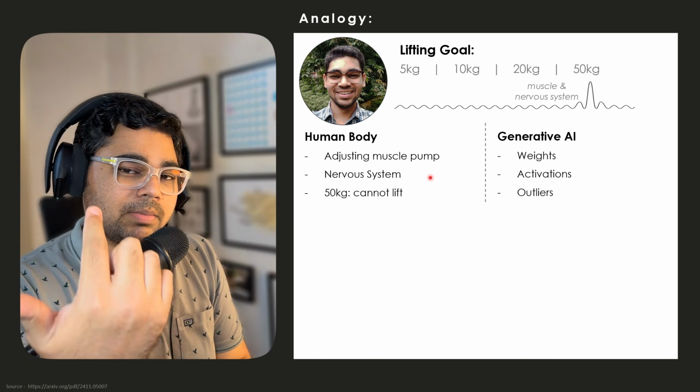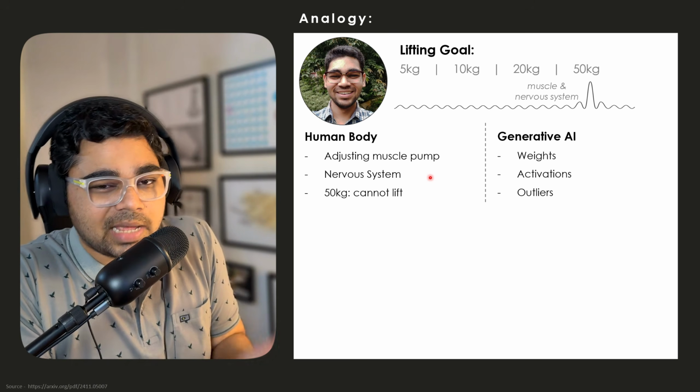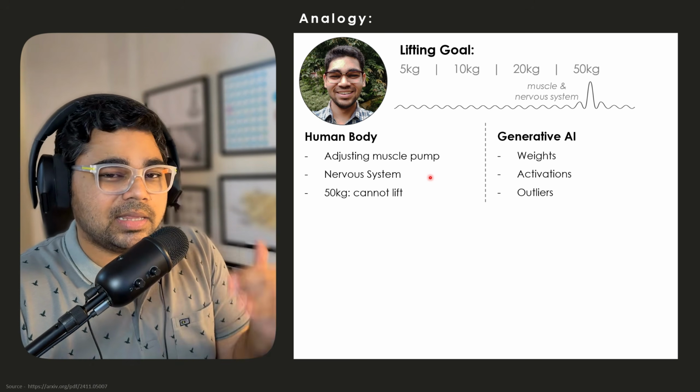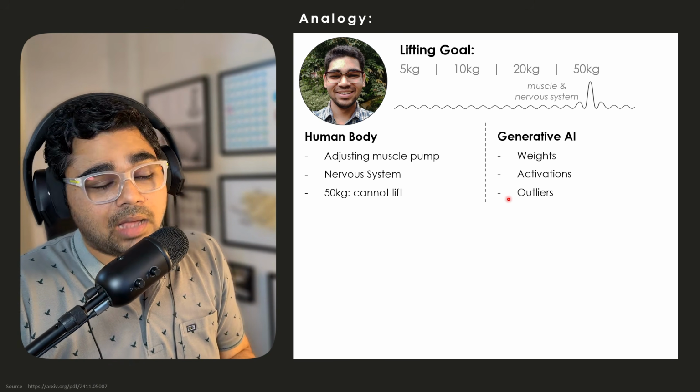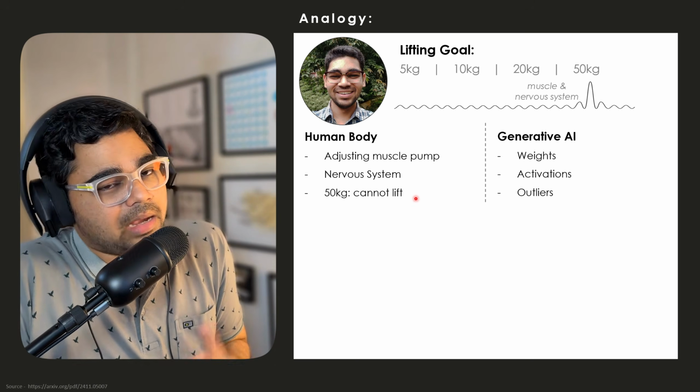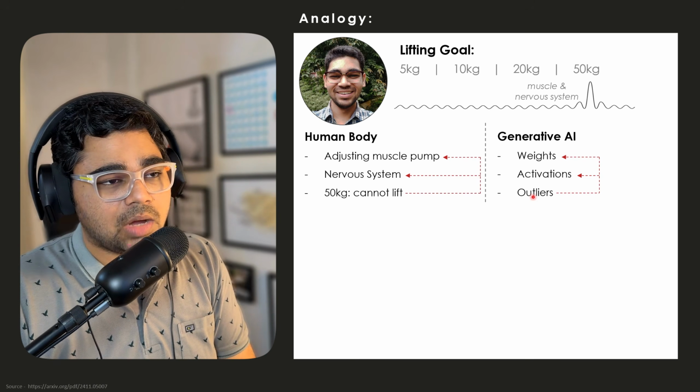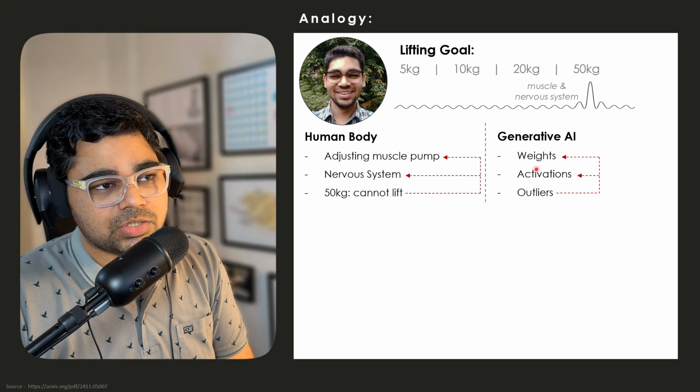So that can communicate with my brain, okay, is he able to do it? Can he do it? Can he not do it? And then my brain says that, okay, he can't, whatever. And the outliers is this 50 kg weight which I can't really lift right now, okay? And these outliers exist both in activations and weights.